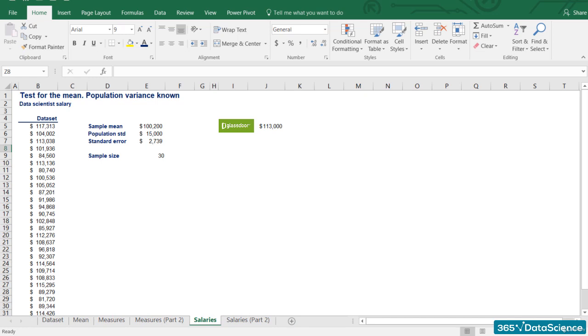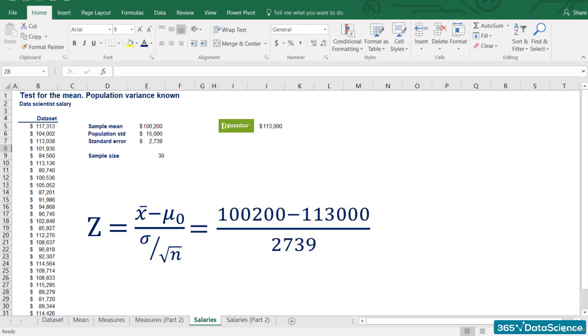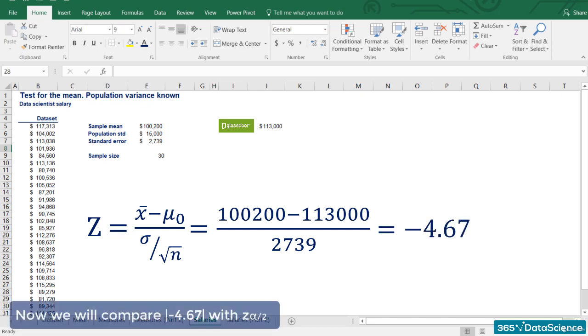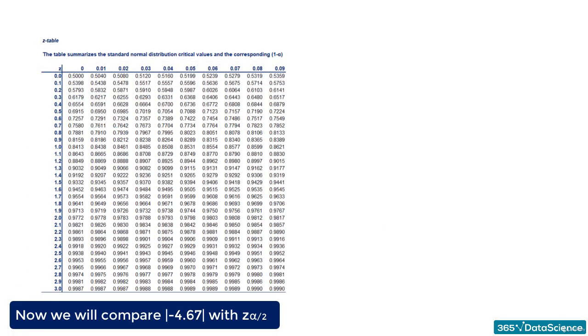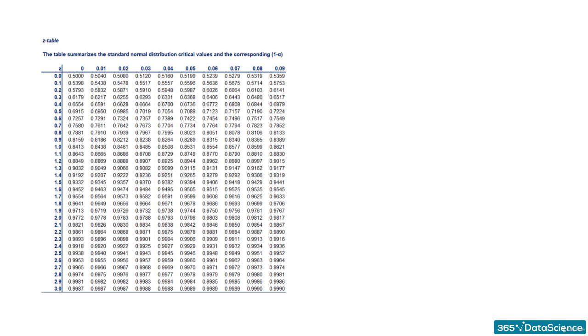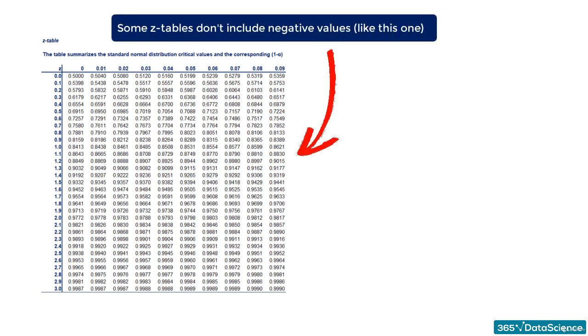Let's go back to the example. So, what is the value of our standardized variable? We plug in the numbers that we have from the beginning of the lesson. What we get is a z-score of minus 4.67. Now we will compare the absolute value of minus 4.67 with a lowercase z of alpha divided by 2, where alpha is the significance level. Note that we use the absolute value, as it is much easier to always compare positive capital Z's with positive lowercase z's. Moreover, some z-tables don't include negative values.